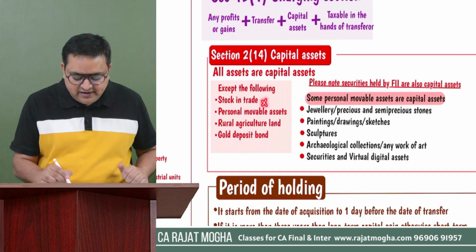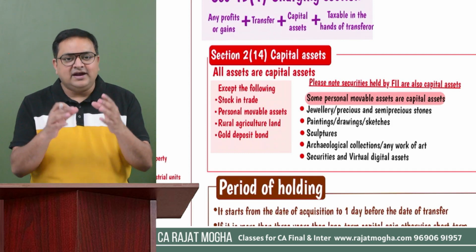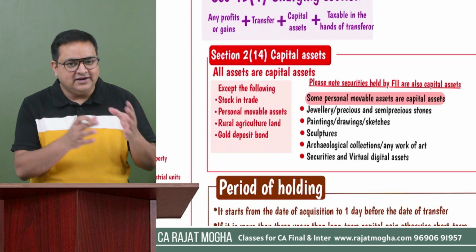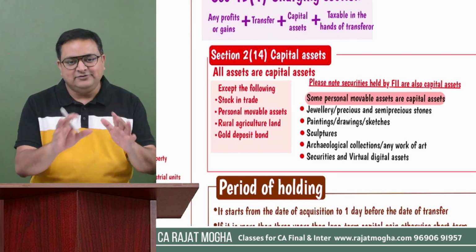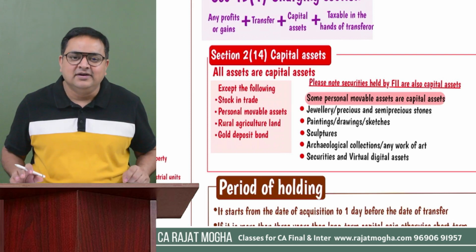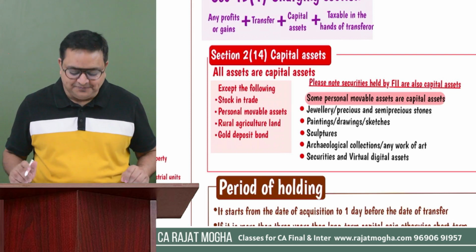So it depends whether that asset is a capital asset for that assessee or a stock in trade for that assessee. If it is stock in trade, please don't calculate capital gain. In that case, we have to compute PGBP income.